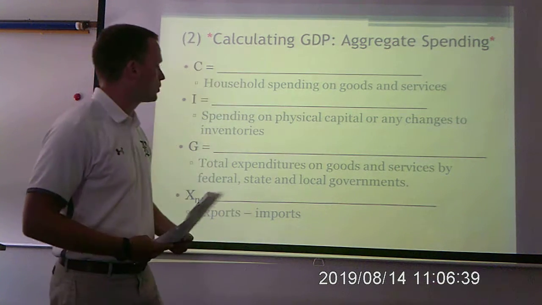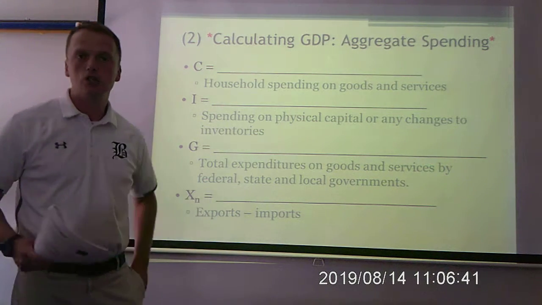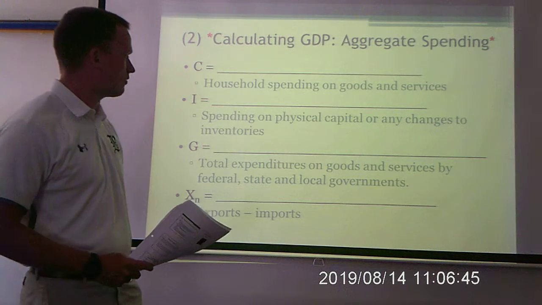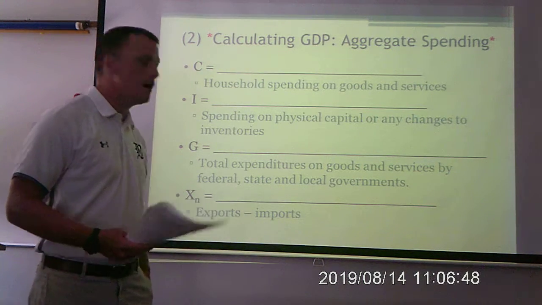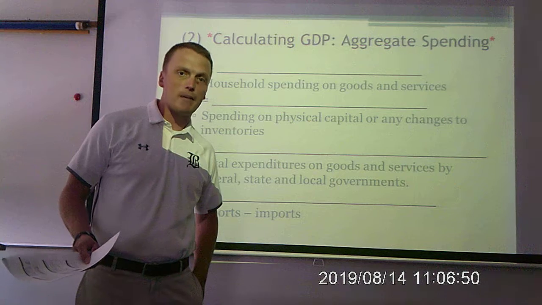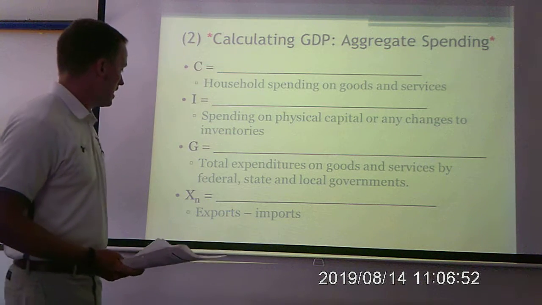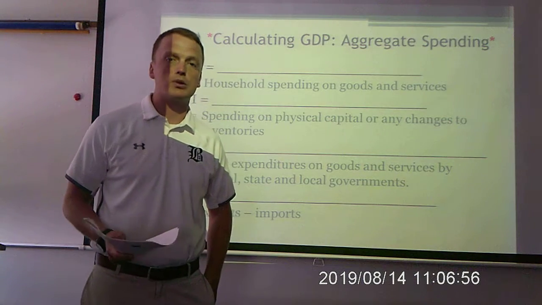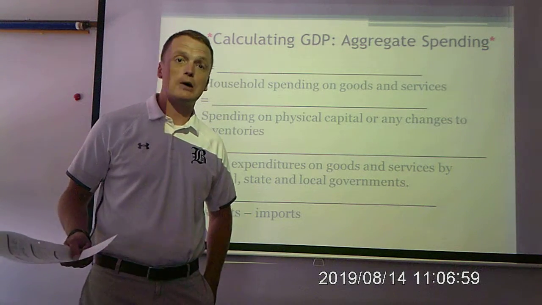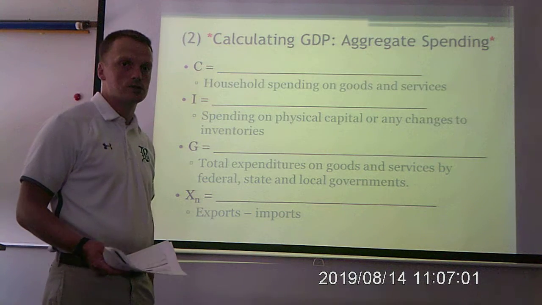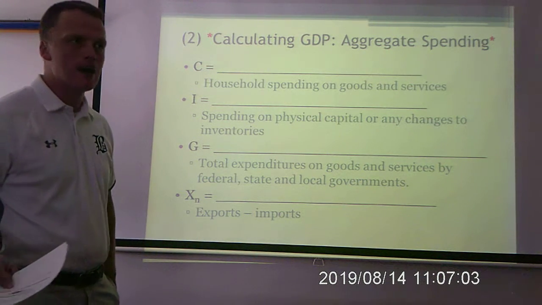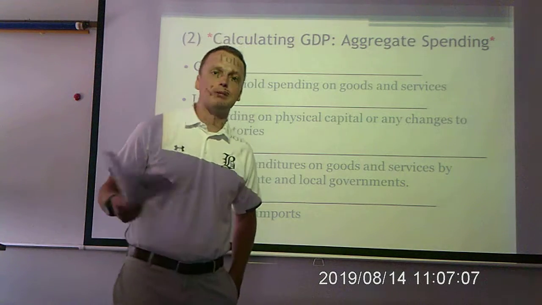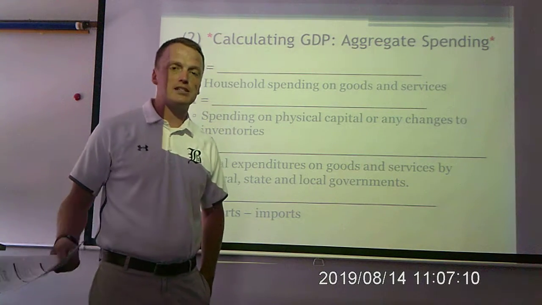on physical capital or any changes to inventories. G is government spending, total purchases by the government, not by consumers. Okay, and then exports and imports, or net exports. That would be exports minus imports. You could also say X minus I, okay, which would imply exports minus imports.